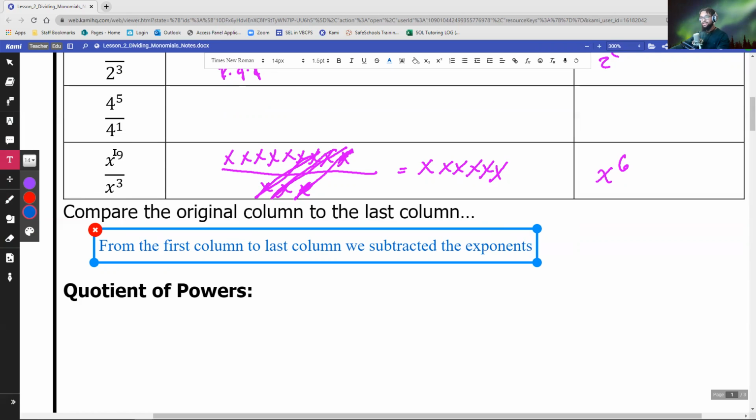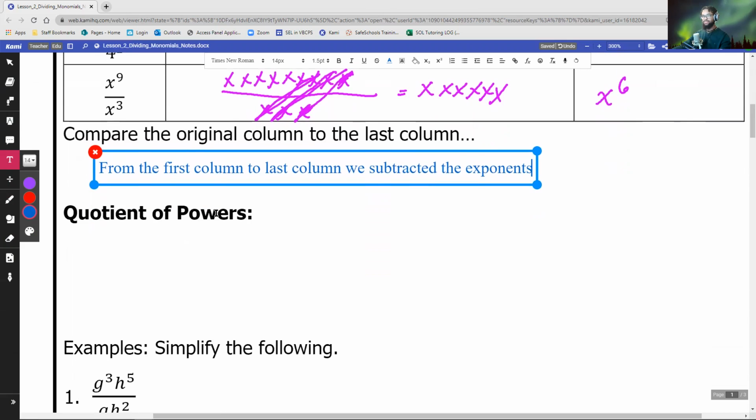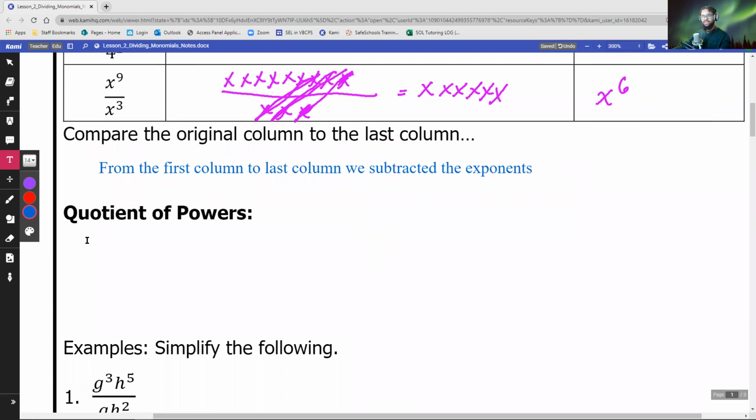We have 9 and 3. 9 minus 3, we get 6. We've got 5 and 3. 5 minus 3, we get 2. This is the one you guys are going to do with this 4. When you do that, you'll see that that also ends up getting subtracted. And then from that, we get this quotient of powers rule.